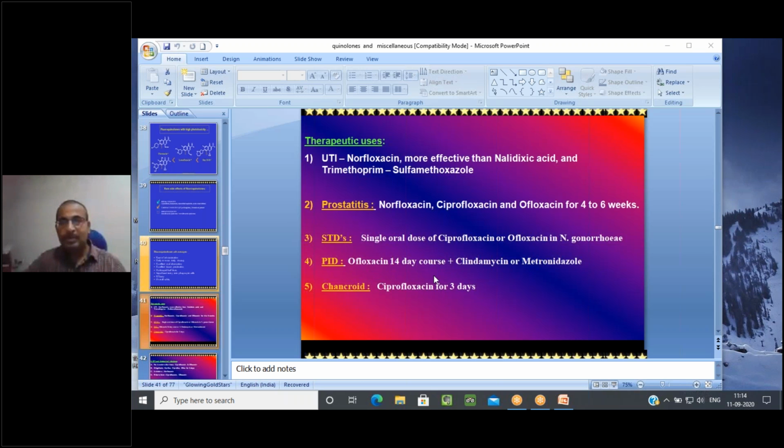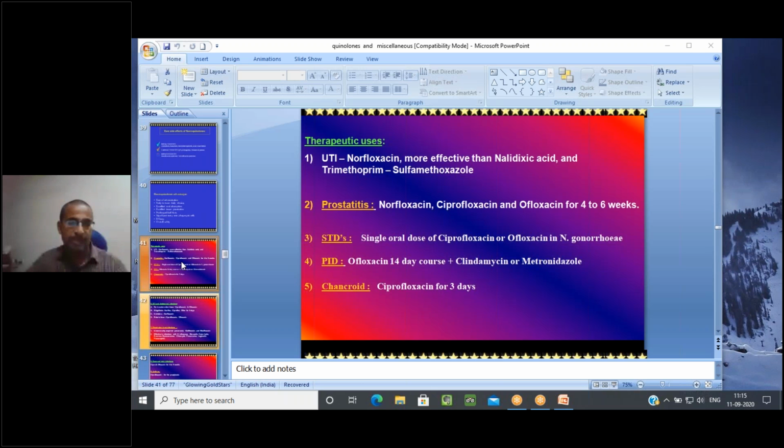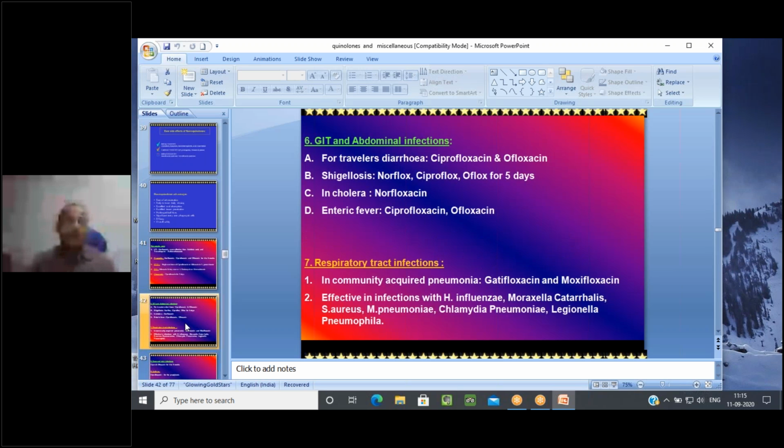Okay. Next one, pelvic inflammatory diseases. So ofloxacin, single or plus a clindamycin metronidazole combination, and chancroid, ciprofloxacin single dose, 500 to 750 milligrams. Okay, so next one is GIT as well as abdominal infection.